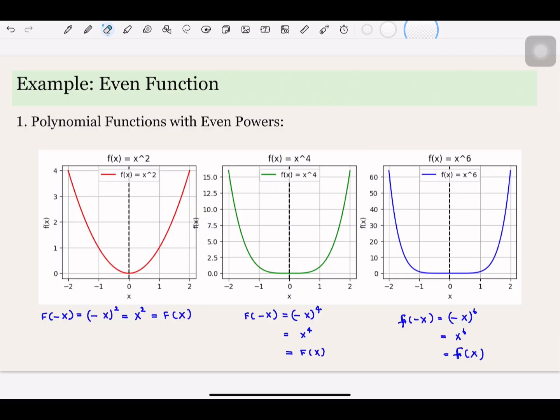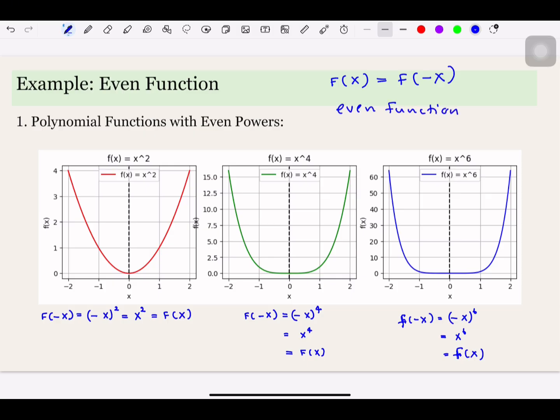Okay, so let's consider the three functions: x to the power 2, x to the power 4, x to the power 6. All these three functions have an even exponent. So let's see what that tells us. For each of these three functions, f of negative x is equal to f of x. Here I have shown all the calculations, so you can go through them. For every function, we can prove that f of x is equal to f of negative x, which means all these three functions are even functions.